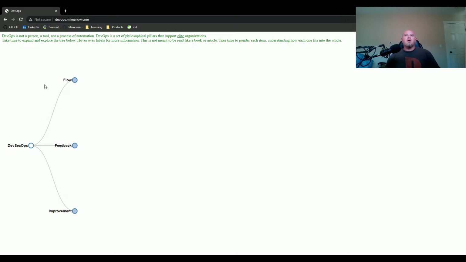So flow is really all about how work moves through the system. So how do you deliver value? Feedback is how information flows back into the system for growth and change and improvement. And then improvement is what I'm thinking of as the culture that wraps up the entirety of the DevOps organization. May not be the best words. That's just kind of how I think about it in my head.